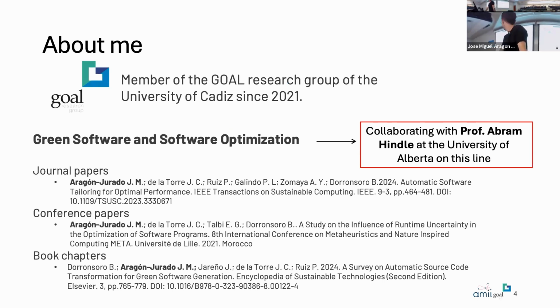Since 2021, I have been a member of the GOLD Research Group at the University of Cádiz. We usually work with AI and mainly metaheuristic algorithms to solve real-world problems and to design new kinds of algorithms. My main line of work is green software optimization, which is my PhD thesis. In this line, I have a couple of works in journals, conferences, and book chapters, mainly about how uncertainty affects the evolutionary process when you are trying to optimize software runtime. In this line, I'm collaborating with Professor Abraham Hindle here at the University of Alberta, as he said before.